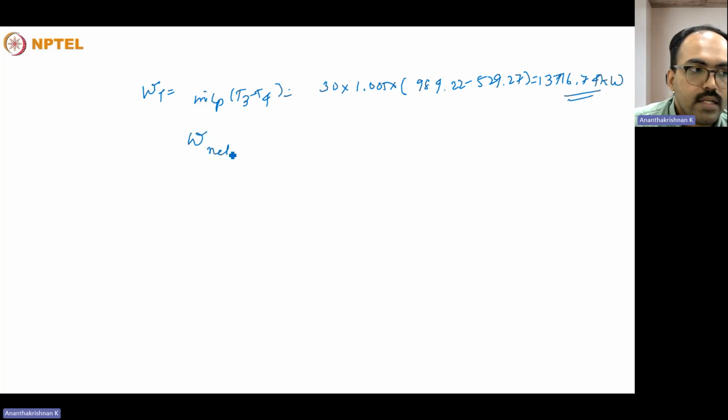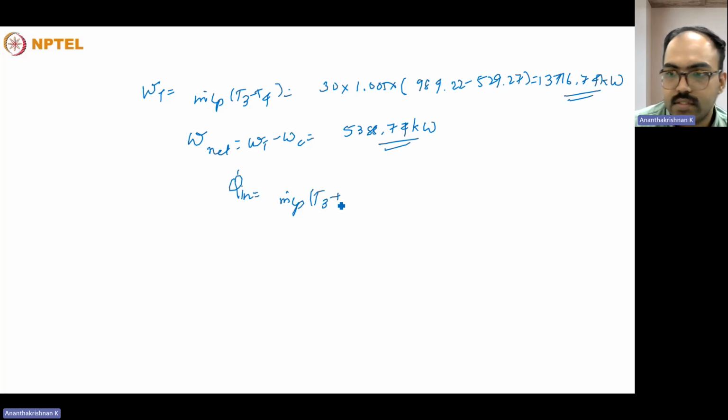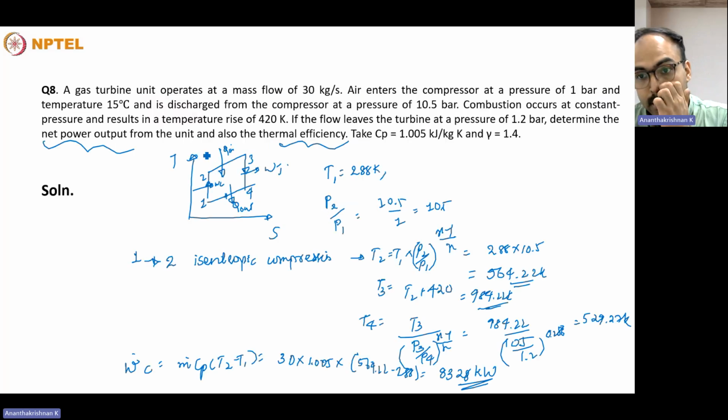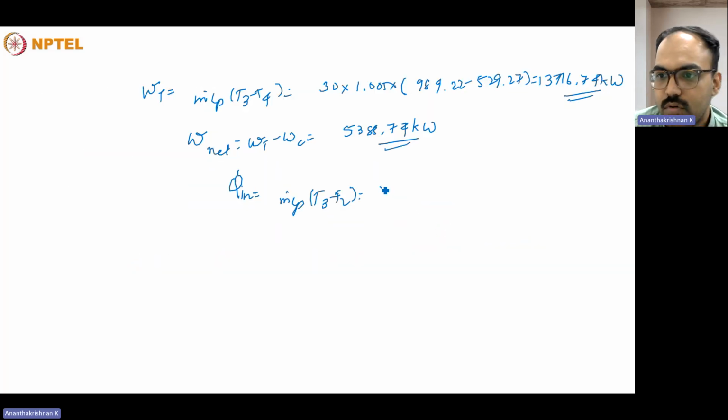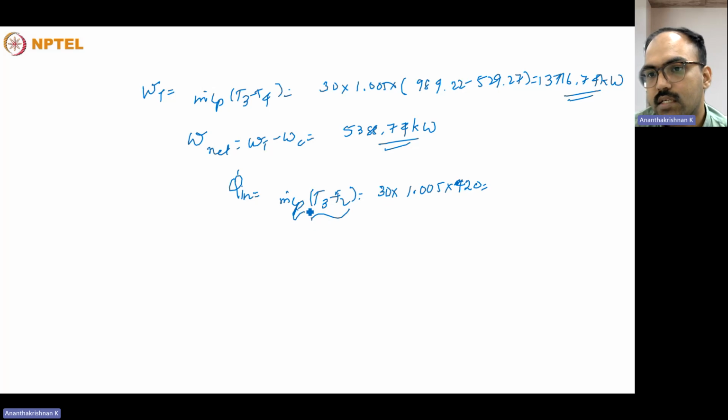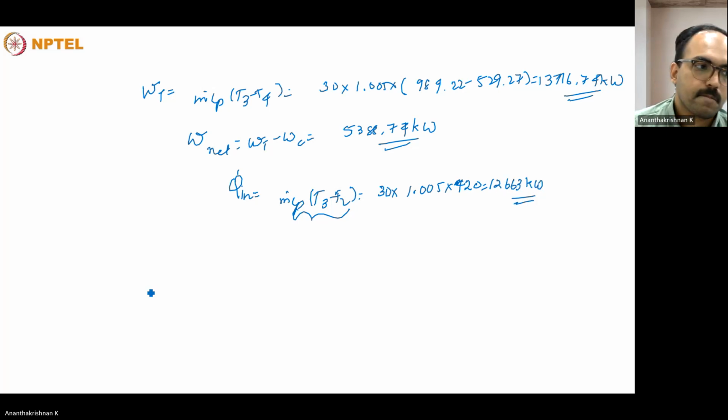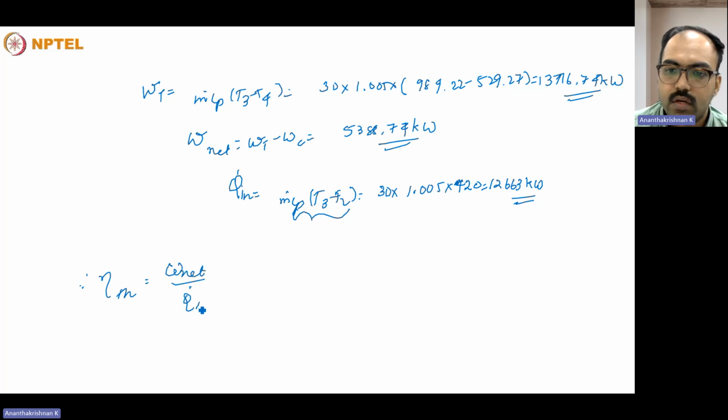Therefore, net work is equal to Wt minus Wc. That is 5388.74 kilowatt. Heat input could be written as m dot Cp into T3 minus T2. So it's basically 30 into 1.005 into 420. It's a constant pressure process, right? So the heat input would be written in terms of change in enthalpy. Therefore, thermal efficiency is equal to work done divided by heat input.